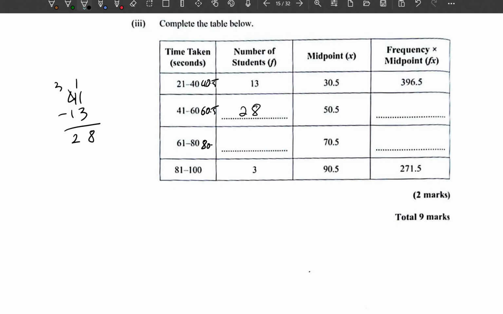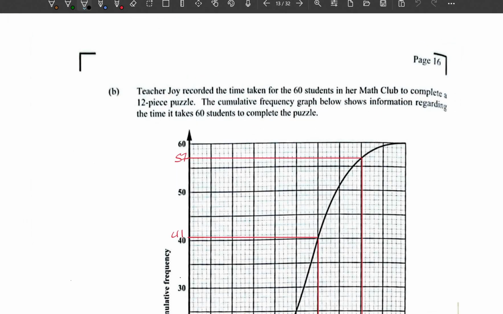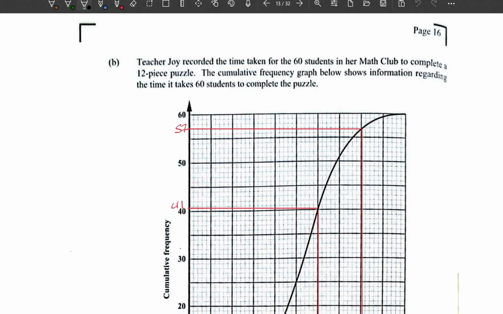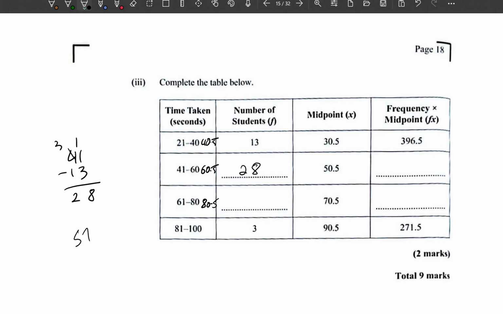Then we see we go from 61 to 80. Let's see what that range is. That is going to be 57 minus 41. So we have 57 minus 41. That's going to be 8. 5 minus 4, that's going to be 1. So that's going to be around 18.